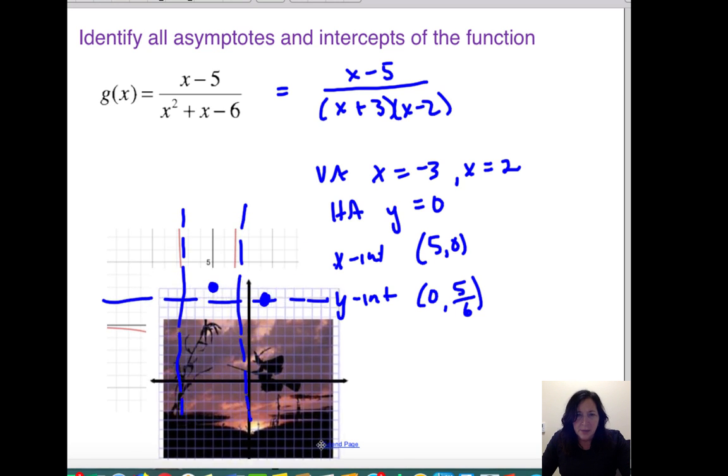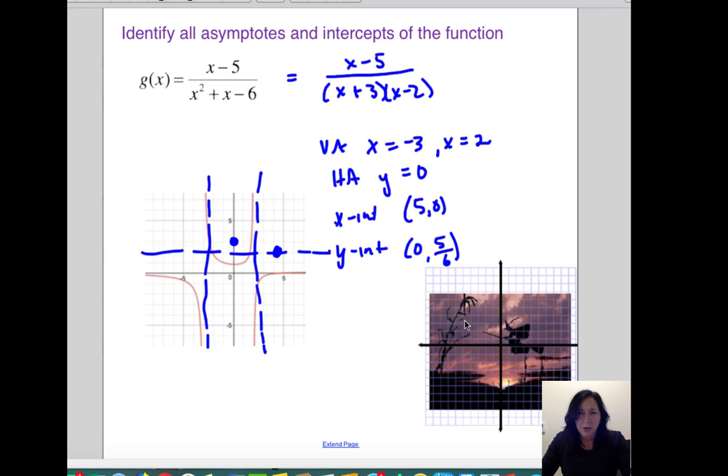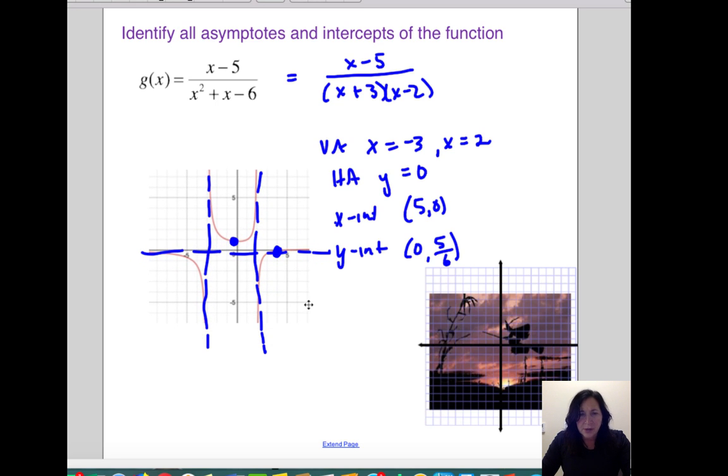I end up getting this as my equation right here. So if I were to look at this, let me move this to the correct place right there. So that's pretty much what your graph is going to look like. It's going to come down this way to the left, go up like this, and then it is actually crossing my horizontal asymptote right here at 5, 0. So this is sort of what your graph looks like. Okay, that's kind of cool, right?